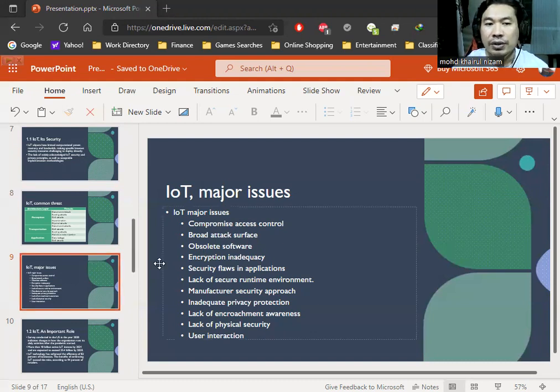The second major issue is the broad attack surface. Every connection made to the network opens up the possibility of being discovered and exploited. The third one is obsolete software. In recent years, if an IoT device was bought three years ago, most probably the software is obsolete because the software is outdated.